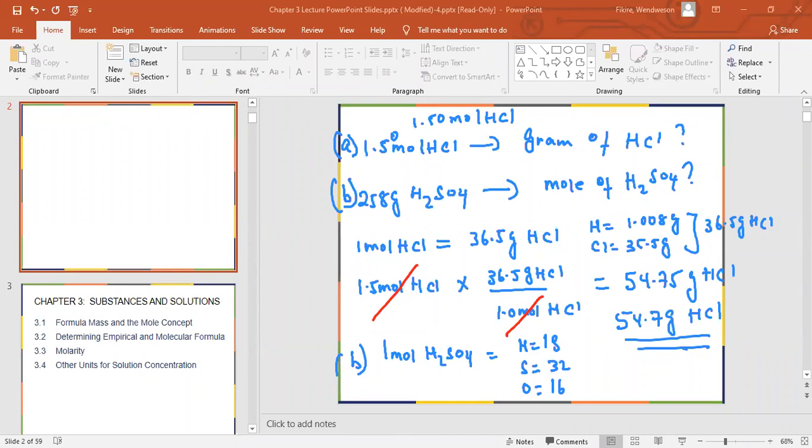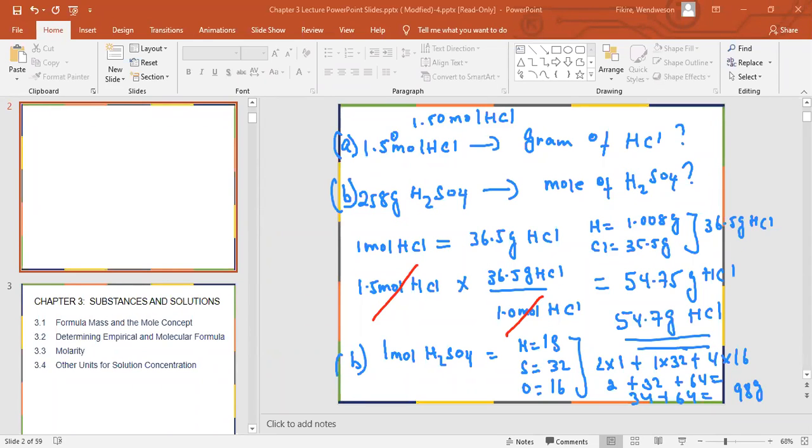So this is going to be 2 times 1, that's for hydrogen. 1 times 32, that's for sulfur. 4 times 16, that's for oxygen. So we have 2 plus 32 plus 64. That gives me 34 plus 64, that gives me 98. So 1 mole of sulfuric acid is 98 grams.